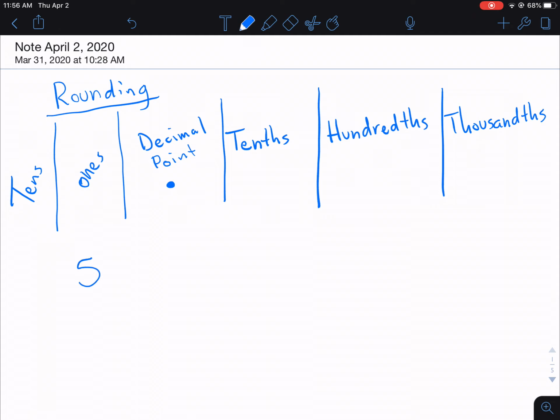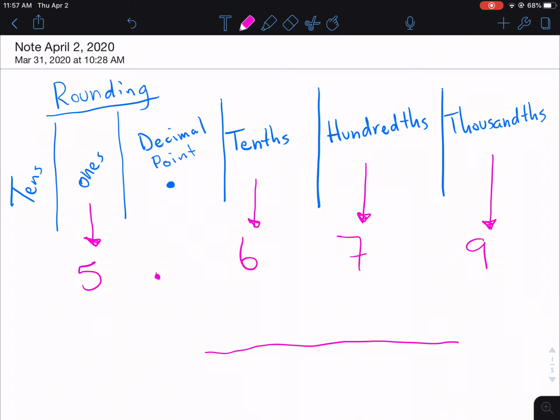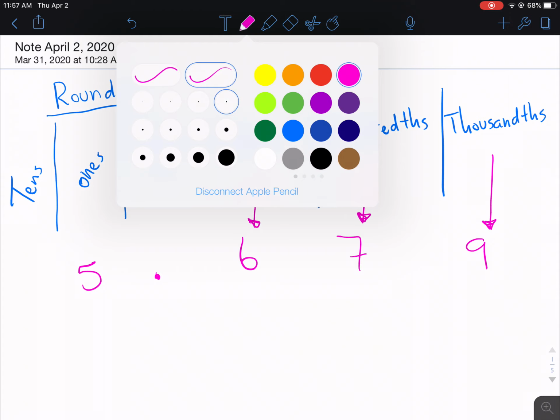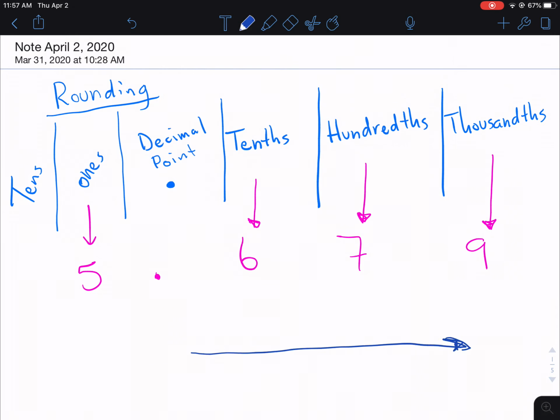So an example is 5.679. The 6 is the tenths, the hundredths is the 7, the 9 is the thousandths. The 5 is the ones. When you go to the right of the decimal, what kind of numbers are these? They are decimal numbers. And to the left of the decimal, what type of numbers? We have whole numbers.